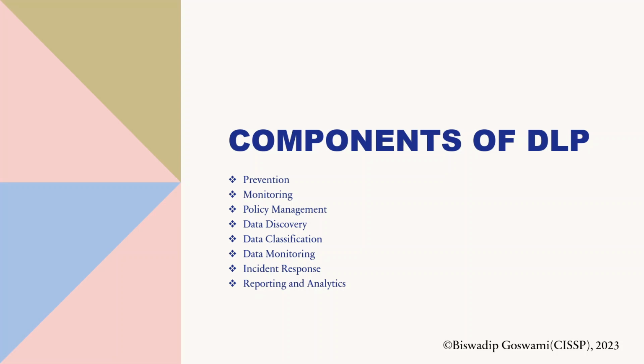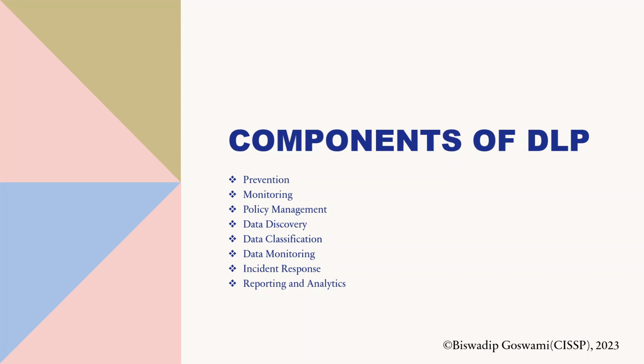So, what are the main components of DLP? Prevention: it aims to prevent the unauthorized transmission of sensitive information through various means such as email, USB drive, and cloud storage. Monitoring: it involves continuous monitoring of network traffic and user activities to detect and prevent data breaches. Policy management: this component involves defining the policies and rules for identifying, monitoring, and protecting sensitive data.